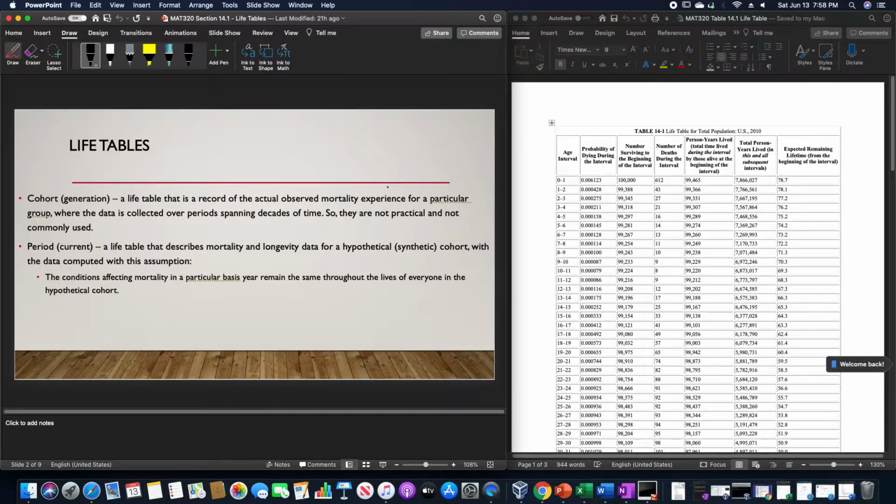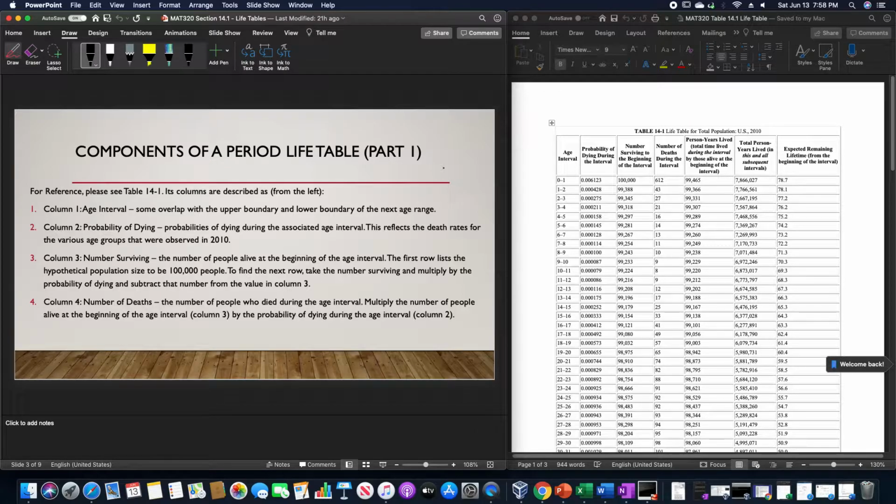A period life table, which is current, describes mortality and longevity data for a hypothetical synthetic cohort, with the data computed with this assumption: the conditions affecting mortality in a particular basis year remain the same throughout the lives of everyone in the hypothetical cohort.